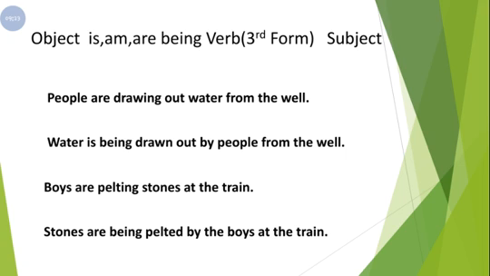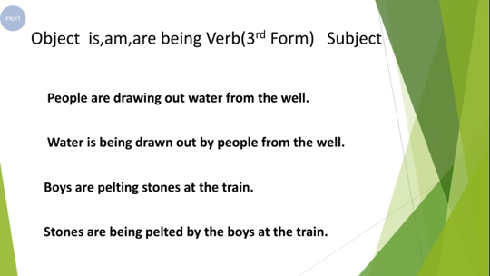Let's once again discuss the structure of passive of present continuous tense. First you will write the object. After the object you are supposed to write the helping verb is, am, or are. You will use them according to the object. Then you are supposed to use being, and after the being you are supposed to use third form of the verb. In passive we always use third form, and at the end you will write subject with the help of by.